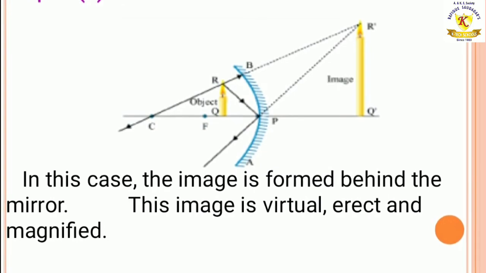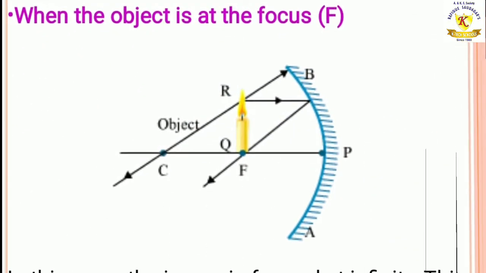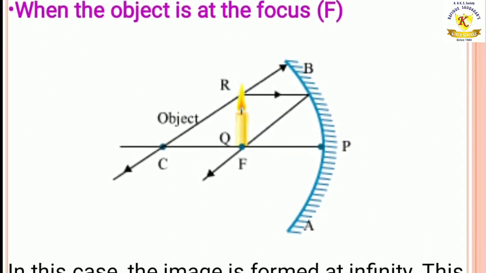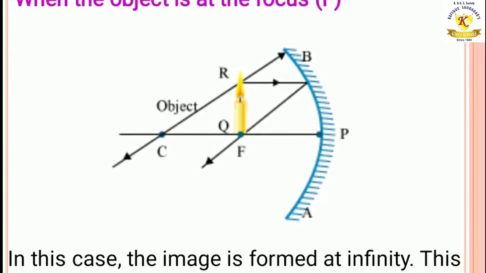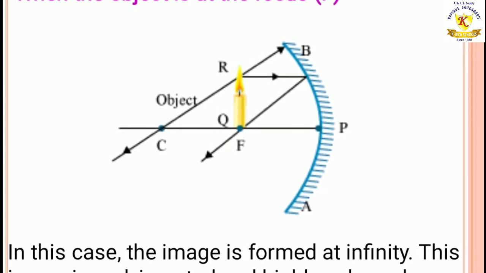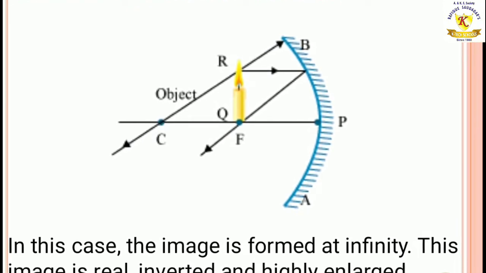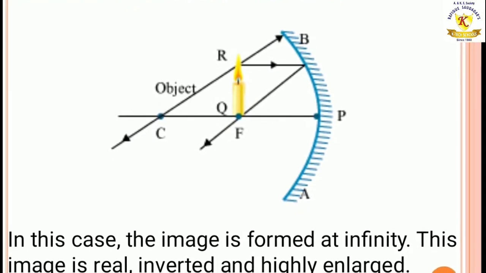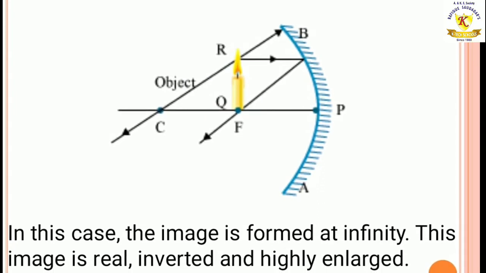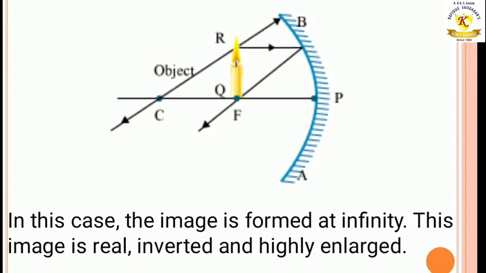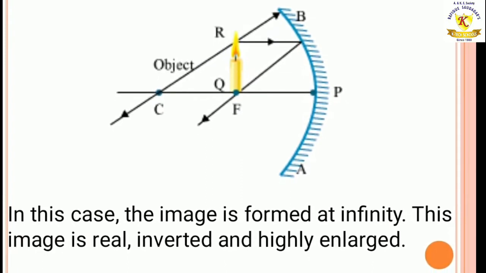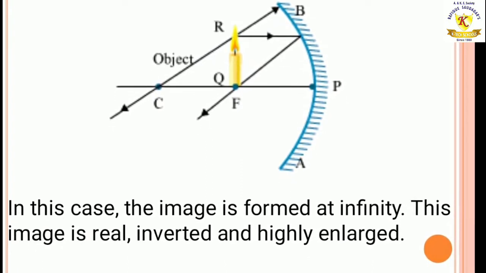This image is virtual, erect and magnified. Let's see the next case. When the object is at the focus F, what will happen? You need to draw this diagram. In this case, the image is formed at infinity. This image is real, inverted and highly enlarged. Got it, children?